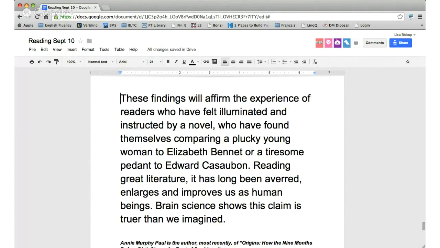So we have a few more minutes left, and I'm wondering if you guys agree with this article. Do you find value in reading great literature, either in your own language or in English, or do you prefer movies?